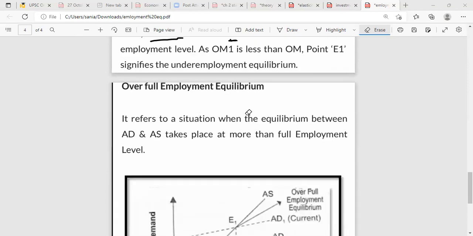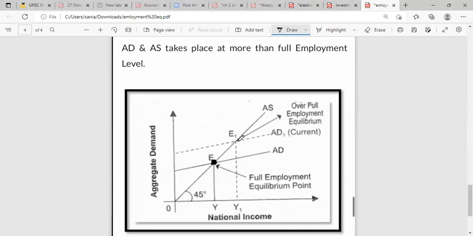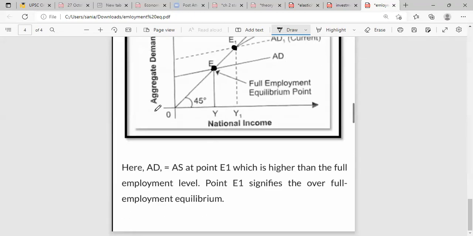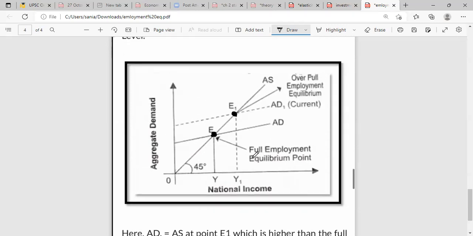Okay. Now, over full employment. For example, this was a situation where you were getting employment. This was underemployment. This is overemployment. So this is your point. This is full employment, and this is above it. This is over full employment equilibrium. It refers to a situation when equilibrium between AD and AS takes place at more than full employment level. So this is the graph for it. And here the explanation: AD equals AS at E1, which is higher than the full employment level. Therefore, point E1 signifies over full employment equilibrium. Clear?